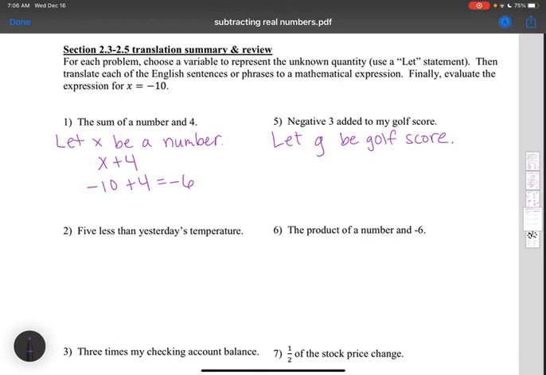Okay, so negative 3 added to my golf score. So a negative 3 added, plus, to my golf score G. There's my expression. And for my variable, plug in a negative 10. So a negative 3 plus that negative 10. So a negative 3, remember a plus and minus is just minus, which would end up being that negative 13.